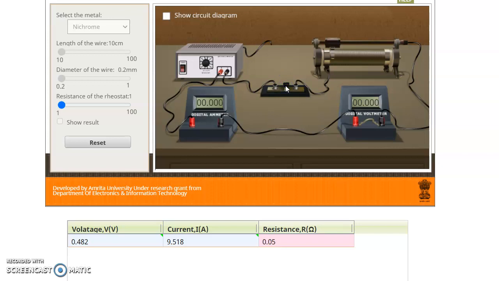Now we have inserted the key, and you can see that the ammeter reading, the current, is 2.390, and the potential reading is 7.610. Let us quickly put these values in: the voltage is 7.610 and the current is 2.390. When we put the values, you can see that the resistance value has increased from 0.05 ohm, which was for silver, to 3.18 ohm for nichrome.